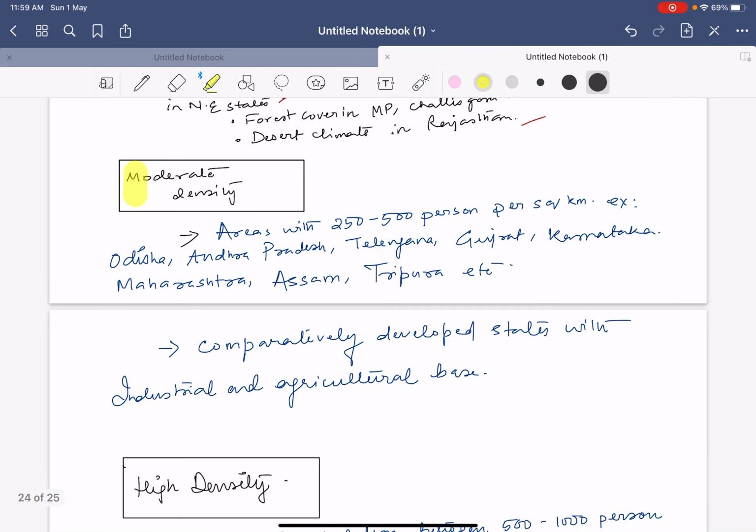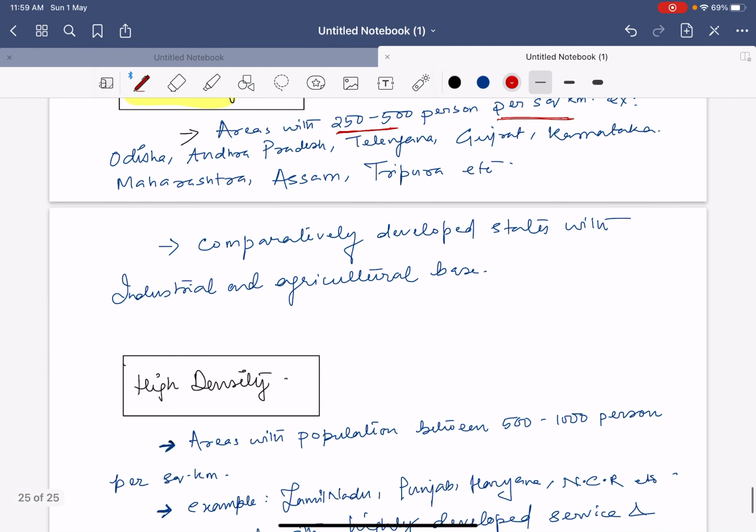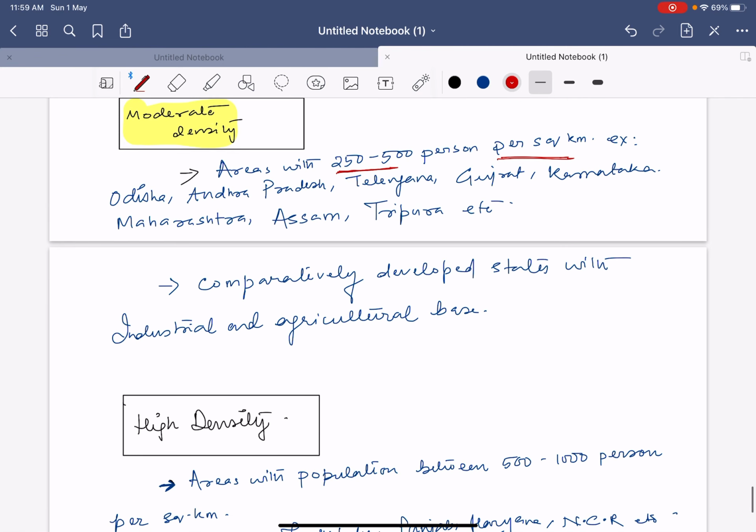Next, we have your moderate density. Moderate density areas have 250 to 500 persons per square kilometer. Examples are Odisha, Andhra Pradesh, Telangana, Gujarat, etc. Now, why do they have moderate density? Because they are comparatively developed states with an industrial and agricultural base.